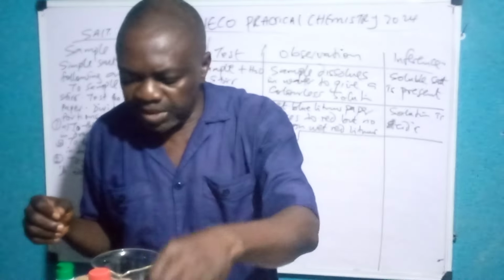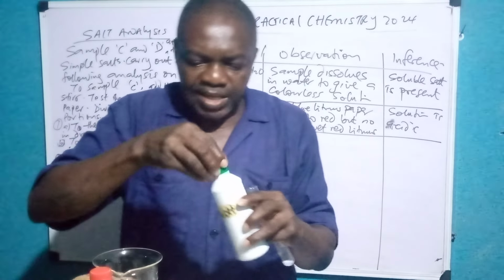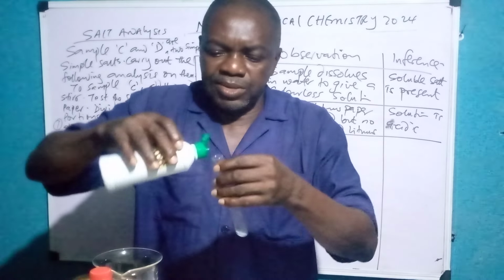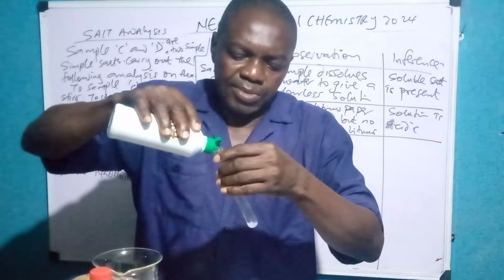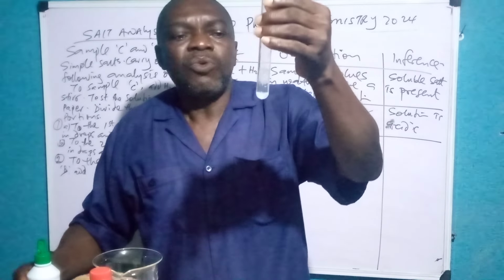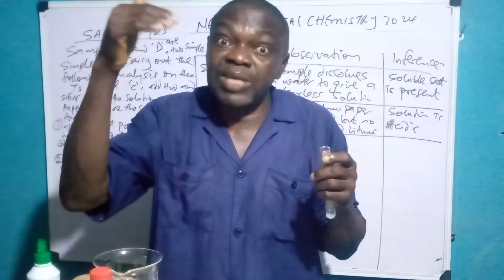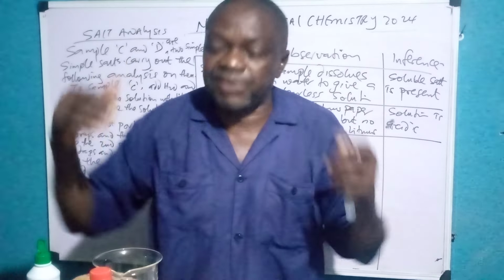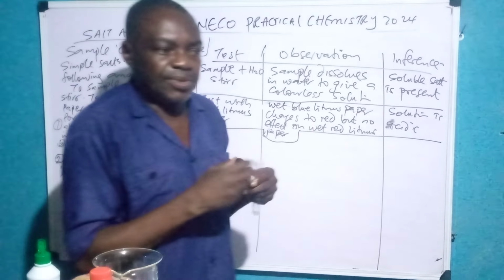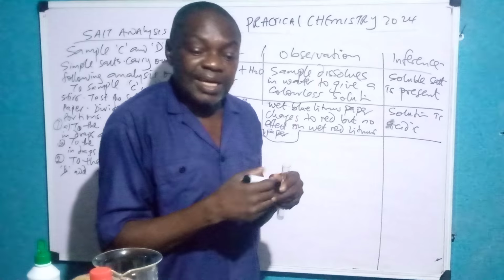So I bring this first one. This is my sodium hydroxide. Add in drops. You see in drops, you have white gelatinous precipitate. It's like a cloud, the way the particles clump to themselves. That's how you know it's white gelatinous. It's not smooth like powdered milk.